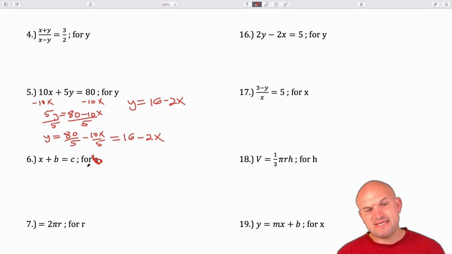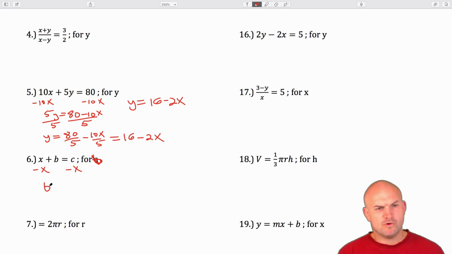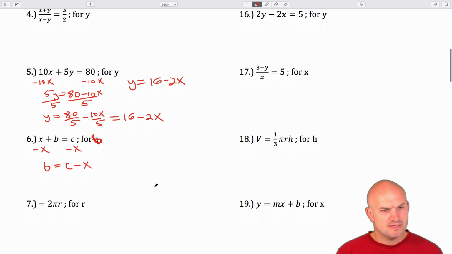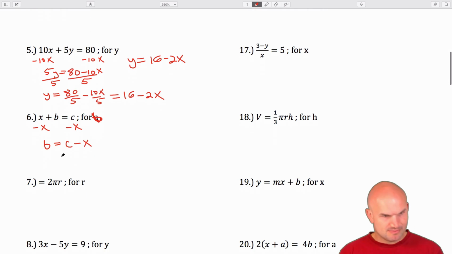So in this case, we have b. If I wanted to solve for b, again, you can see that b is being added by the x. So let's just go ahead and subtract the x on both sides. These are not in order of difficulty for obvious reasons here. So therefore you can say this is c minus x, fairly simple.